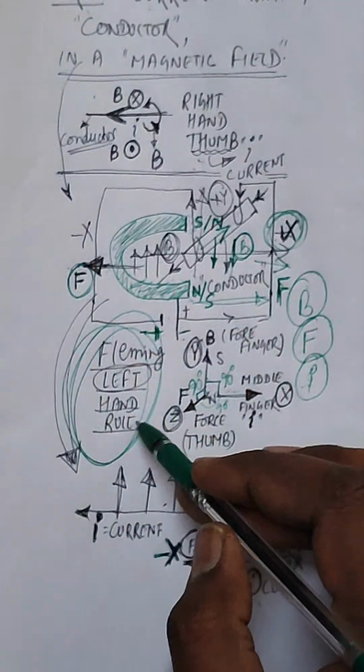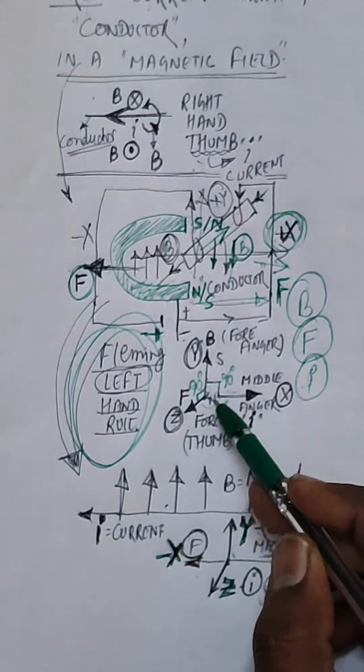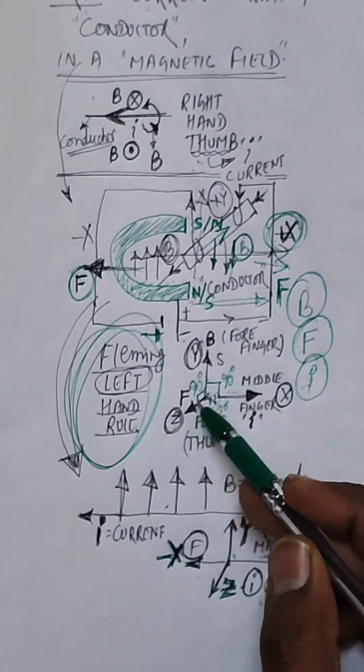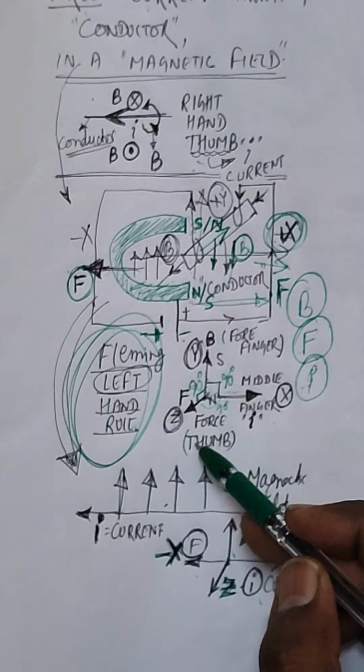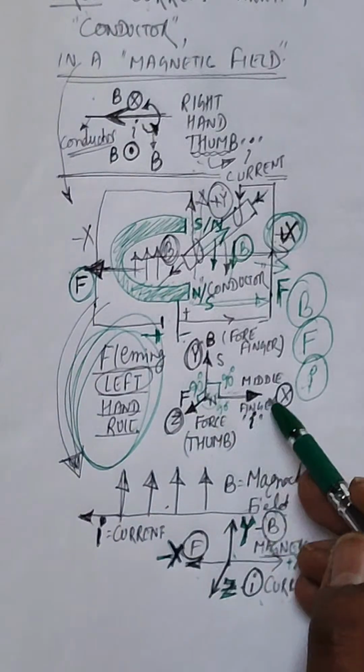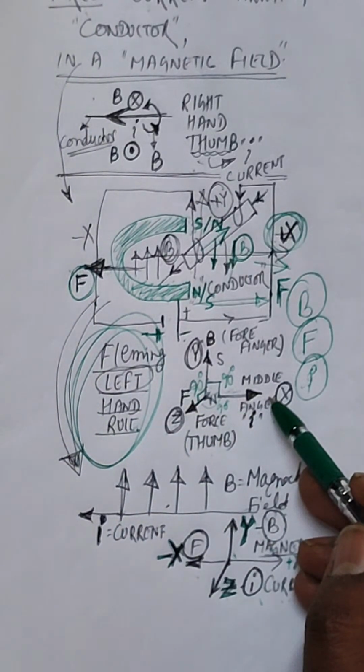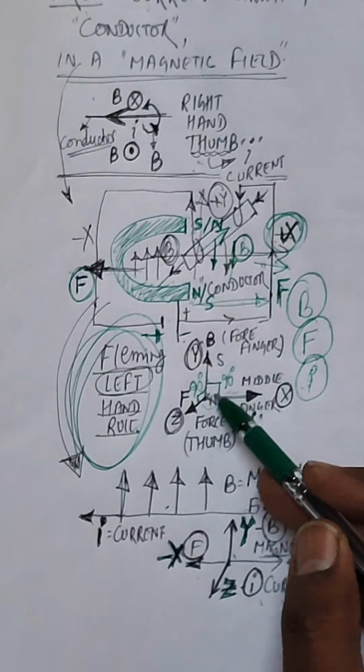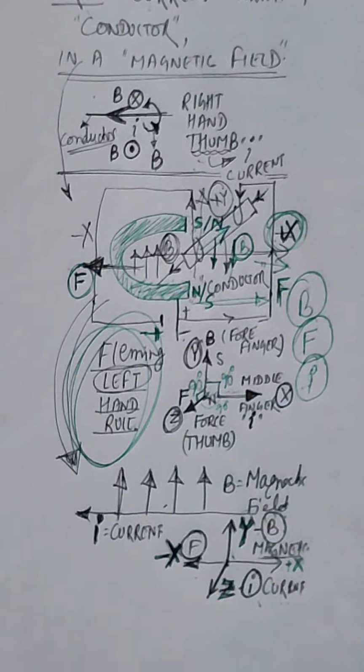Okay, and Fleming's left hand rule shows that the direction of your thumb will give you the direction of the force, current will be given by the direction of the middle finger, and the forefinger will give you the direction of the magnetic field, right?